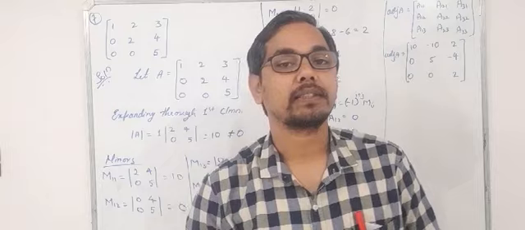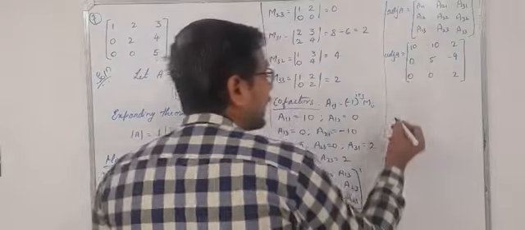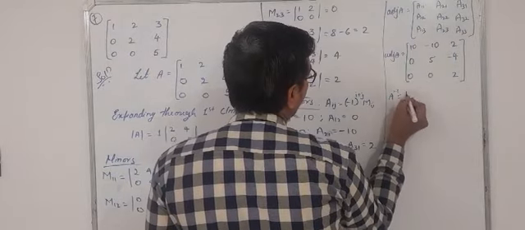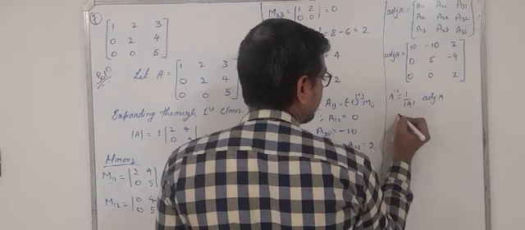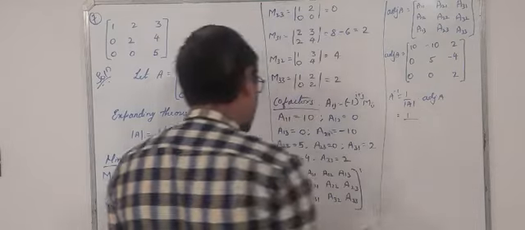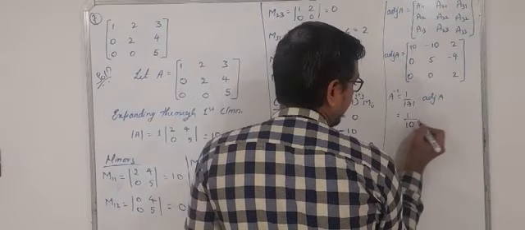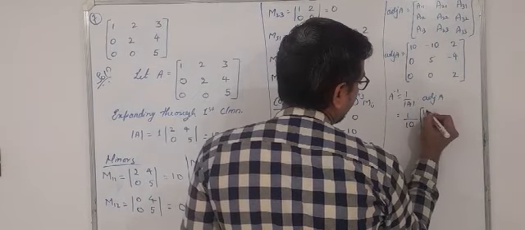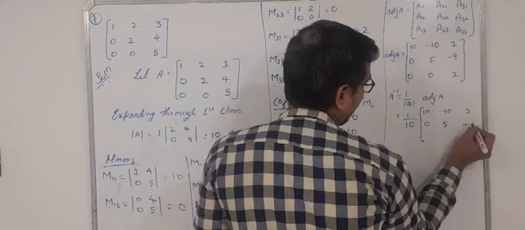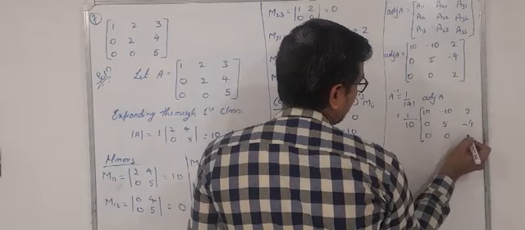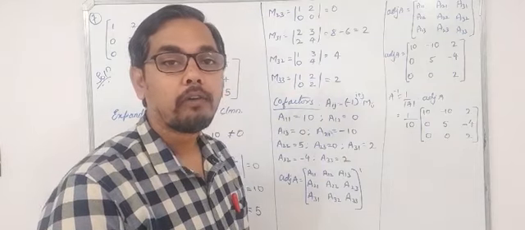Okay, so I hope these things are clear. Once we get adjoint A, it is not a difficult task to calculate A inverse. A inverse is given by what? A inverse is 1 upon determinant A into adjoint A. So this is 1 upon, what is determinant A? We have calculated it as 10. So this is 1 upon 10 into adjoint A, which is 10, minus 10, 2, 0, 5, minus 4, 0, 0, 2. Okay, so this is the value of A inverse.